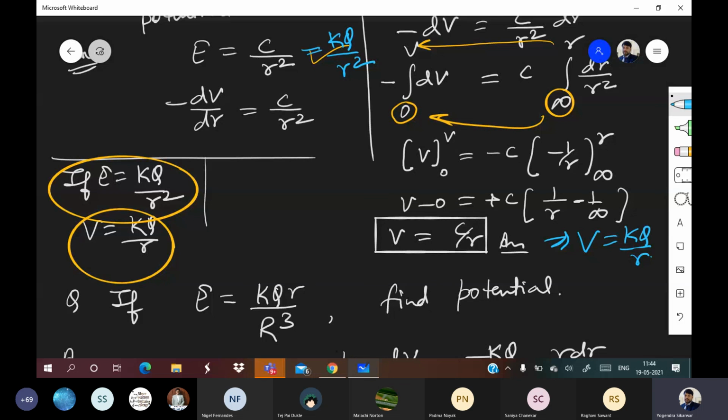Someone is saying, sir, can we perform indefinite integration there? Yes, you can do, but you have to handle the value of constant. You can do indefinite integration there also. Okay.